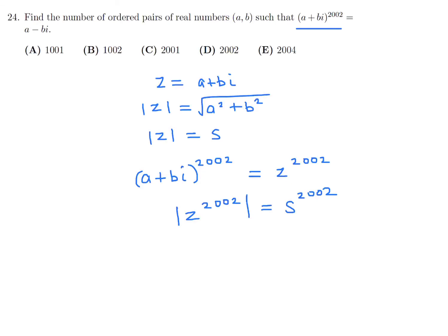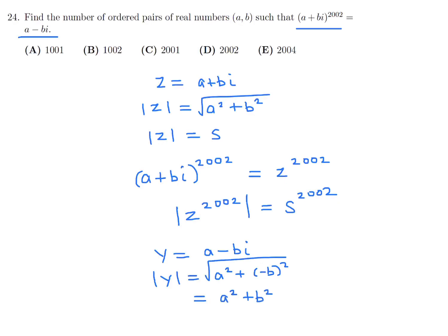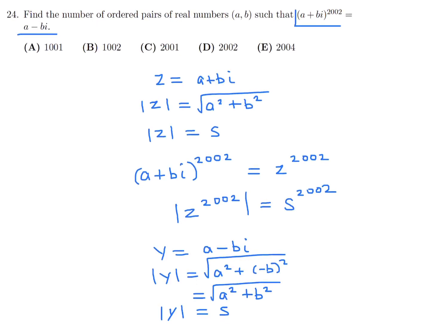And in a very similar way, we have to look at the second part. I will let y equal a - bi. And therefore the absolute value of y is the square root of a squared plus b squared, which is s. So the absolute value of y is equal to s. Okay? So now let's deal with this side by side, meaning equal to each other.